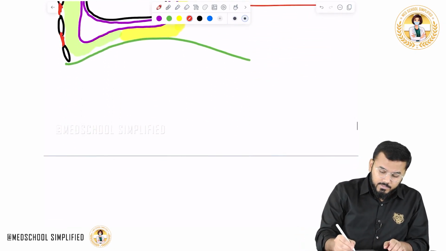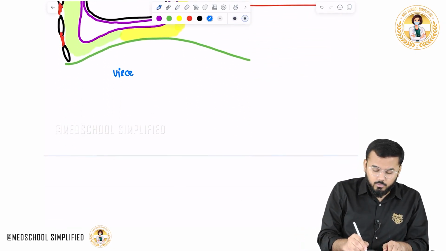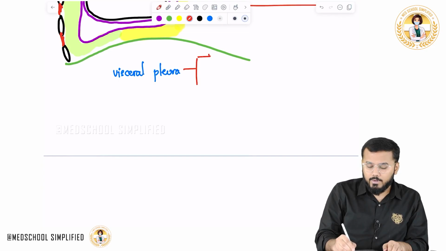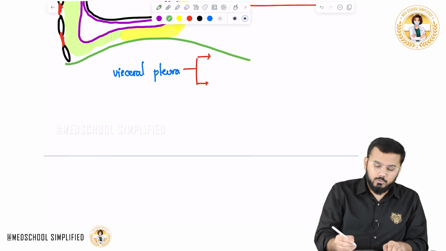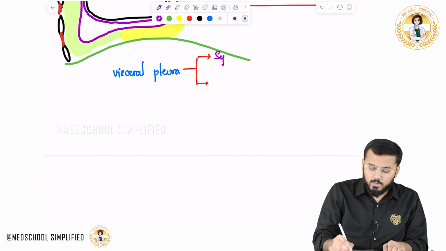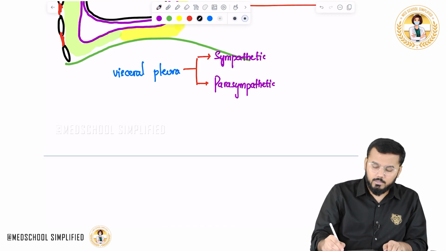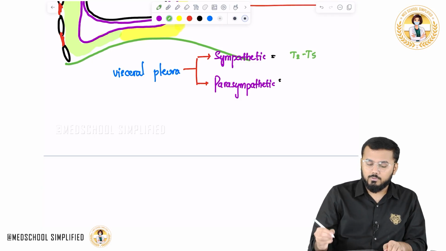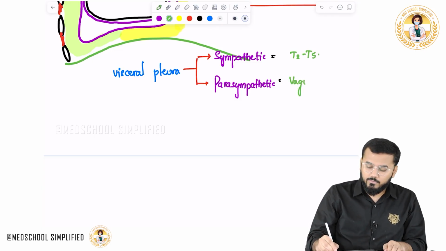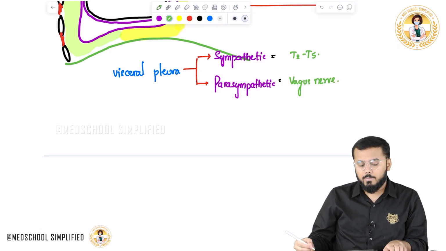But when it comes to visceral pleura, right, visceral pleura is mainly innervated by two important nerve systems. One is called sympathetic, and the other one is called parasympathetic. Sympathetic in the sense all the way from T2 till T5 is your sympathetic. Parasympathetic in the sense it is your vagus nerve. Vagus nerve is your parasympathetic.